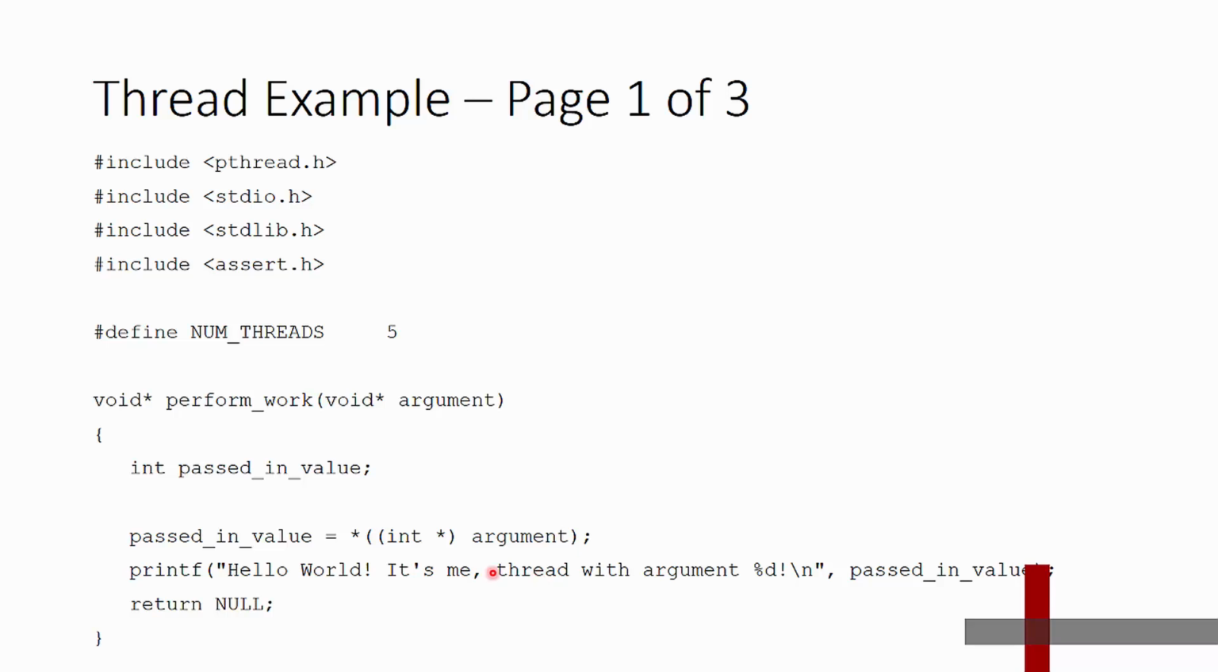When we see this printf down here, this particular function, perform work, is going to say, hello world, it's me, I'm the thread with argument, and then whatever number was passed in. So this thing's going to report some number. Whatever number it gets, this function simply returns that number.